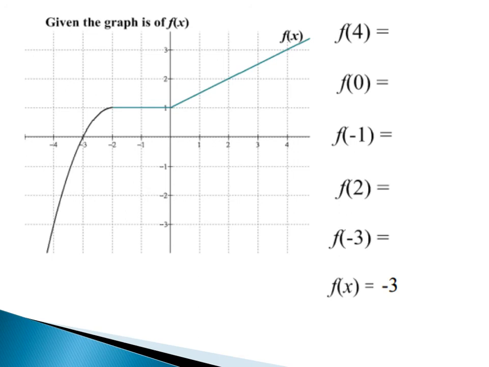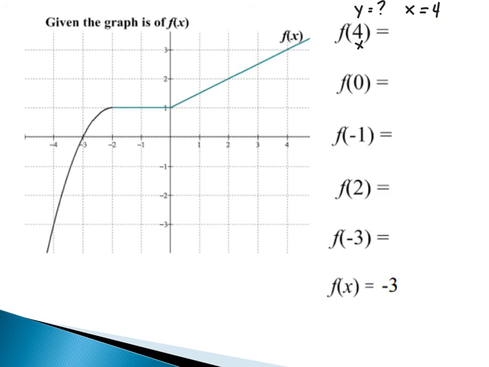If I give you function notation, how do you read this on a graph? If I say f of 4 equals what, I'm basically saying I want to know what y is when x equals 4. So y equals what when x equals 4? Remember, I'm saying x is 4, so what's y?